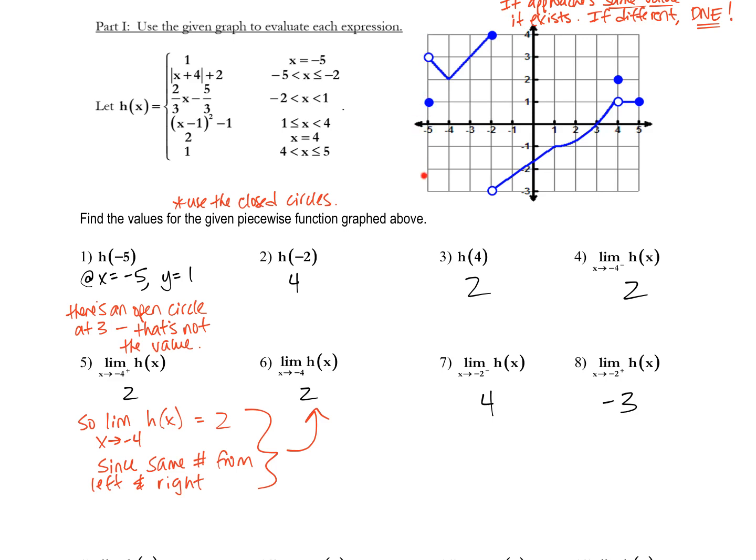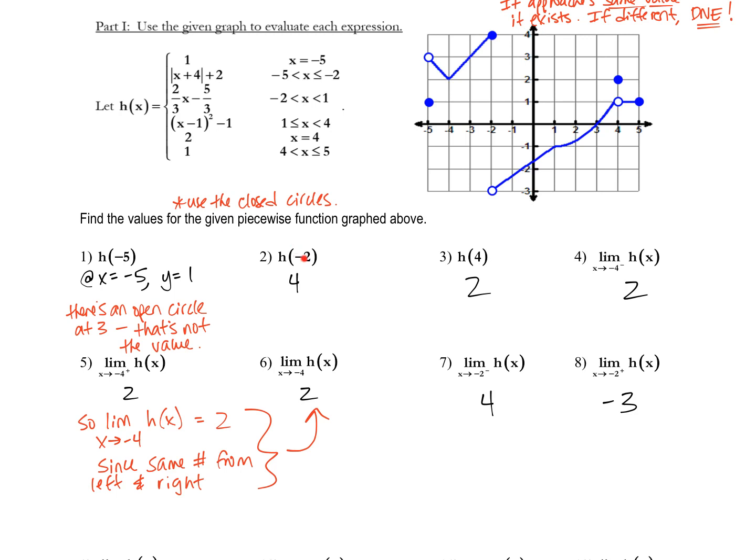Oh my gosh, I have two different options. There's two dots here. One of them's open, one of them's closed. FYI, always use the closed circles. So h of negative 5, it's asking you what is the y value. So this means at x equals negative 5, the y value of the closed circle is 1. Don't use the open circle, use the closed one. 1.